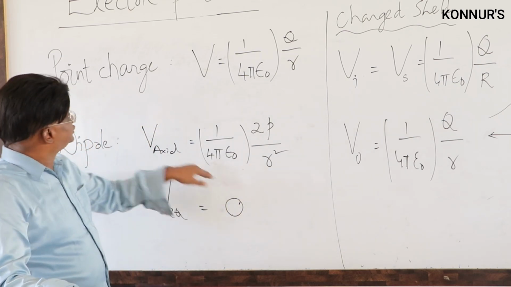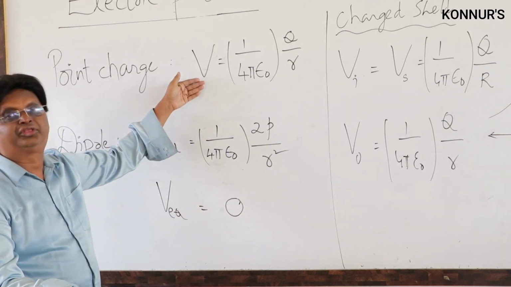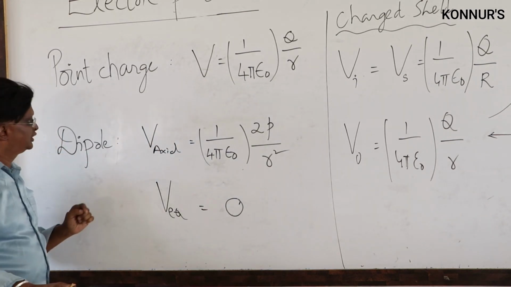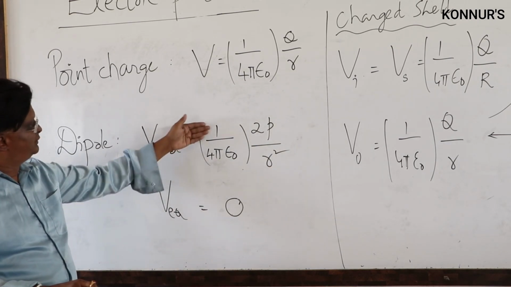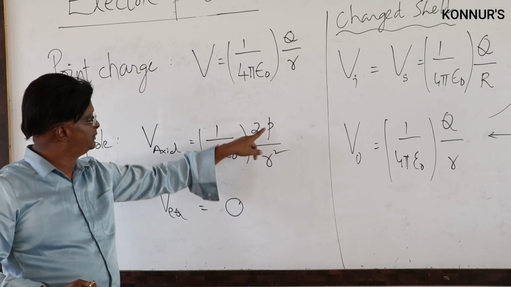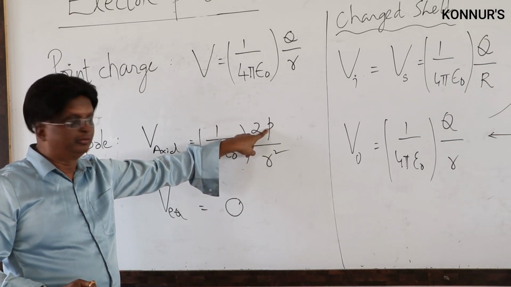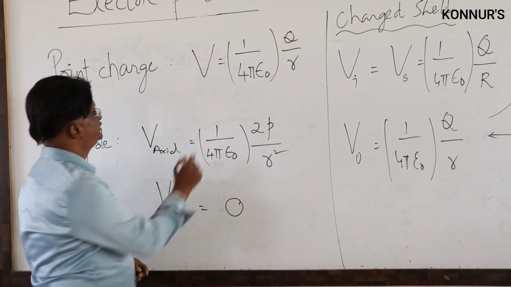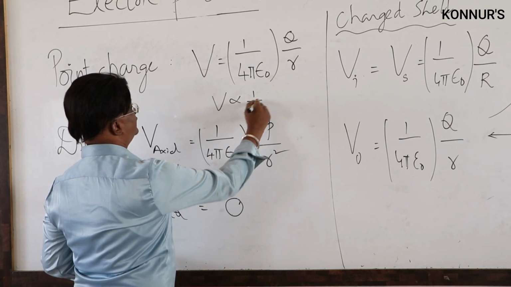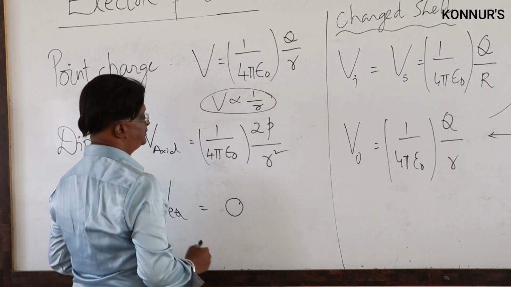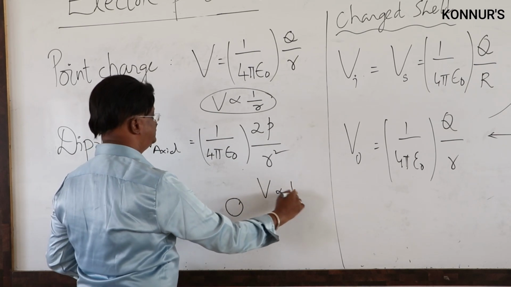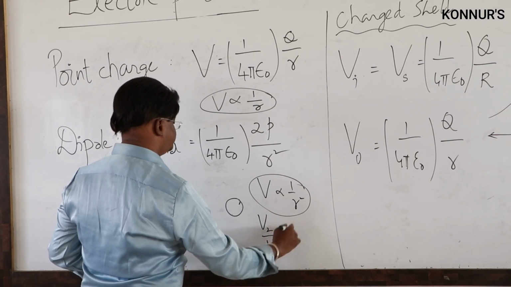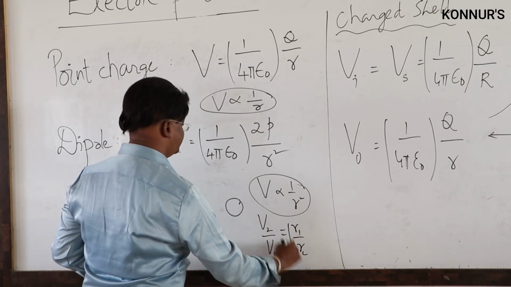Now this is the point charge using the right sign convention. And then dipole also. Dipole, axial point, it is 1 by 4 pi epsilon naught times 2p, remember p for dipole moment, and this is the r square term. Every time I keep on telling you, please look at these relations. For point charge, V is proportional to 1 by R, for dipole V is proportional to 1 by R square, right? So you will write V2 by V1 equals R1 by R2 whole square, like this.